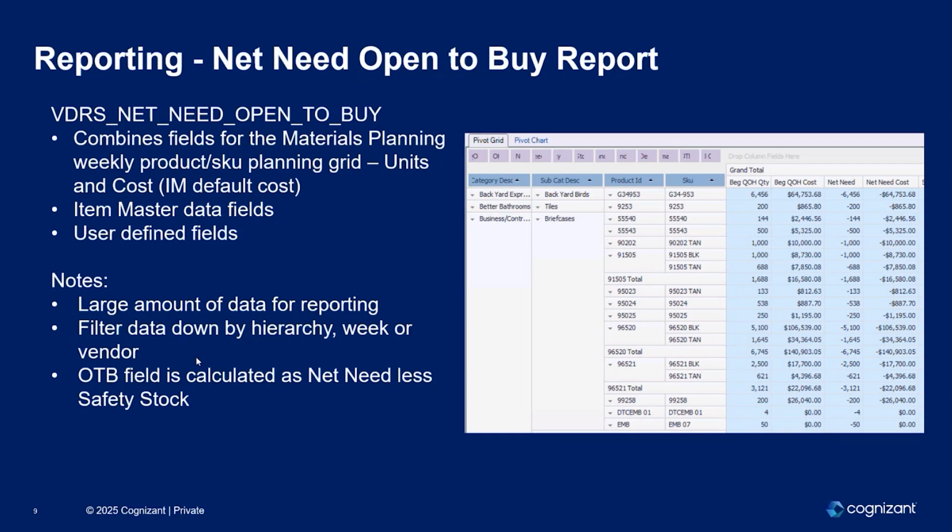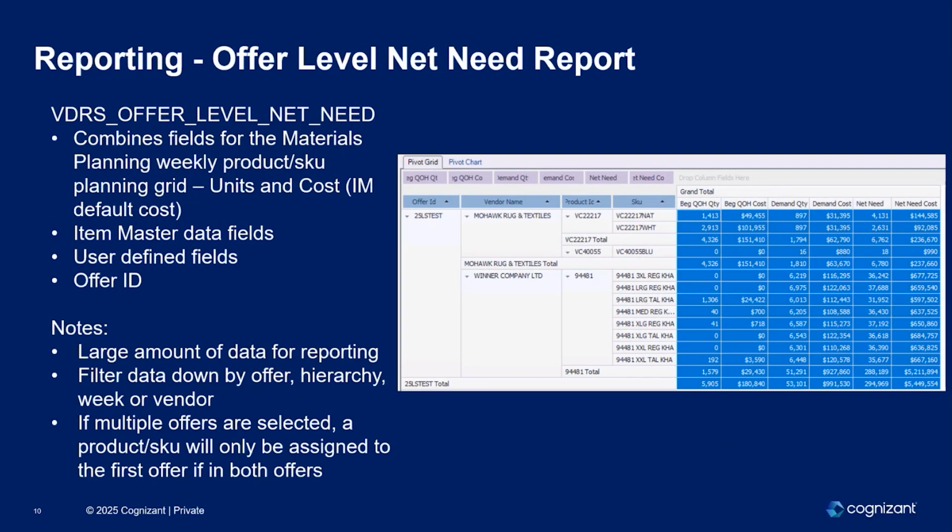It's a great way to look at inventory or demand by week, vendor hierarchy, be able to look and take that out. There's a secondary view of this same report called VDRS offer level. Same basic information. It just allows users to be able to drill in and narrow the information down to a specific offer assortment or offer ID.